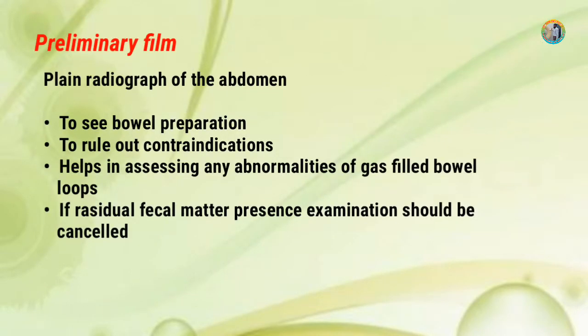Plain radiograph of abdomen can be taken as control film to see bowel preparation and to rule out contraindication. Help in assessing any abnormality of gas-filled bowel loops. If residual fecal matter is present, examination should be cancelled.